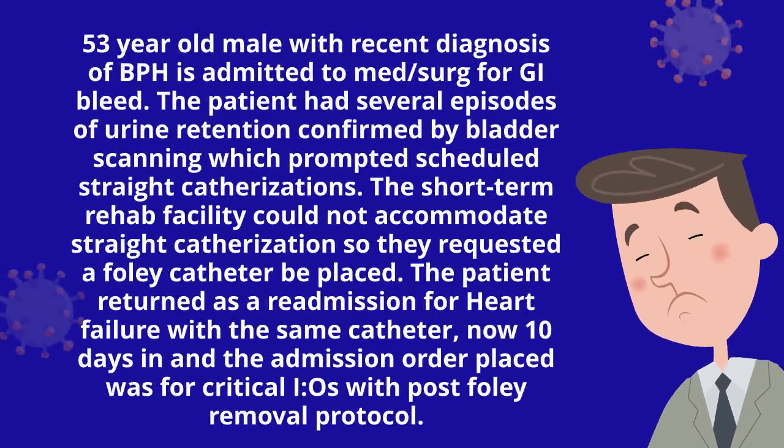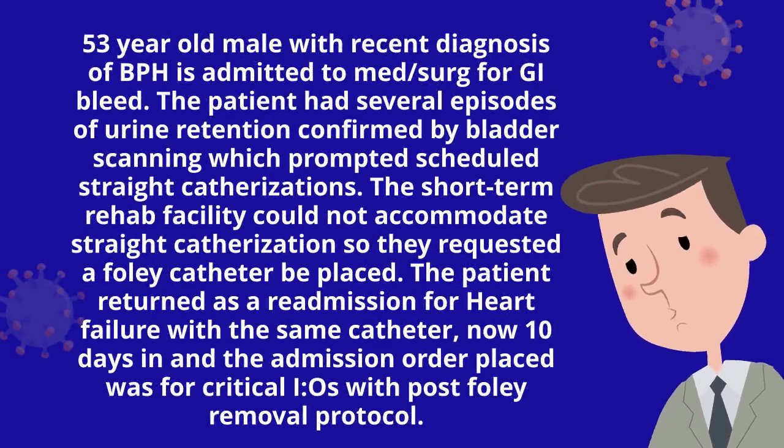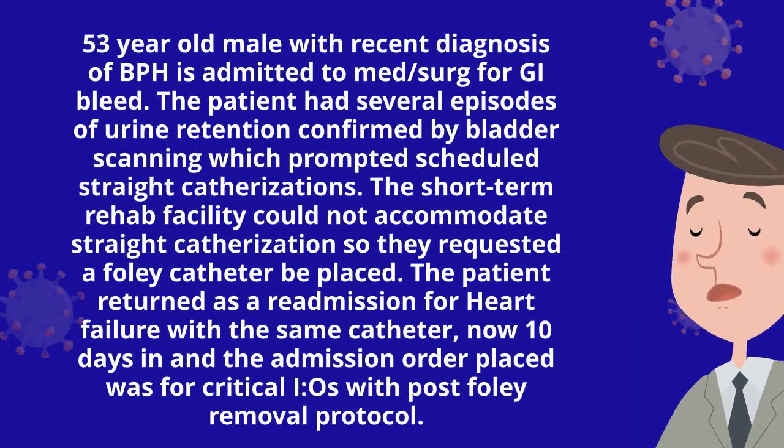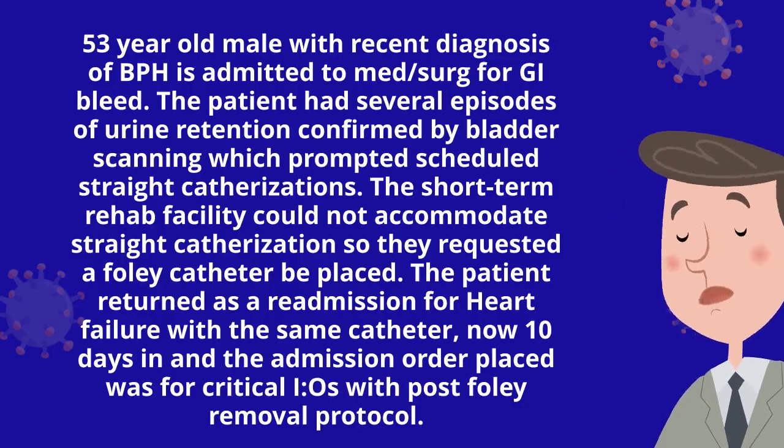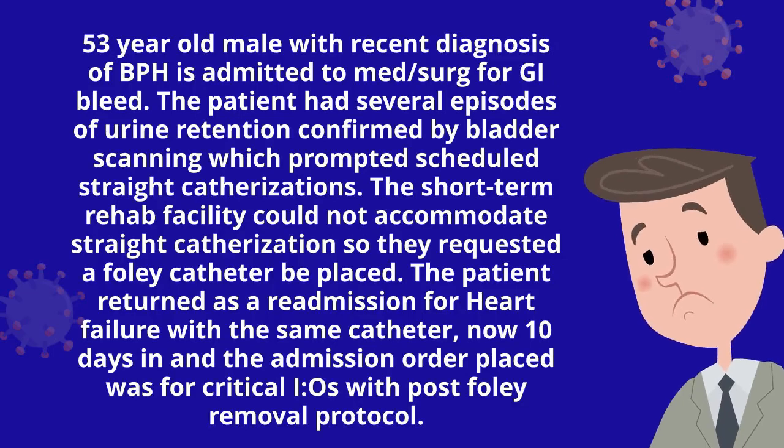Now let's implement what you've learned with this case study. We have a 53-year-old male with recent diagnosis of BPH who is admitted to a med-surg floor for GI bleed. The patient has several episodes of urine retention confirmed by bladder scanning, which prompted scheduled straight catheterizations. The short-term rehab facility could not accommodate straight catheterization, so they requested a Foley catheter be placed. The patient returned as a readmission for heart failure with the same catheter. Now 10 days in, the admission order placed was for critical I's and O's with post-Foley removal protocol.